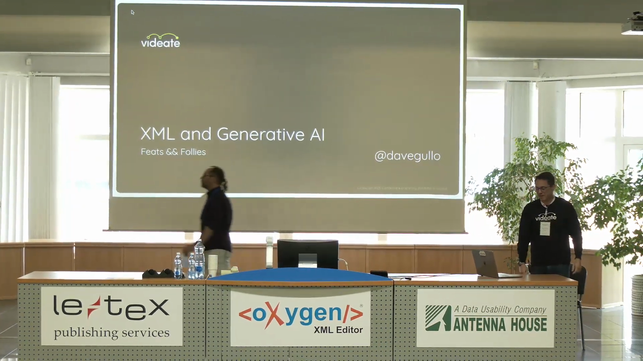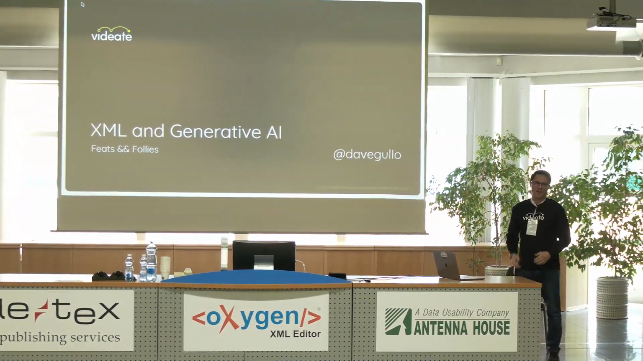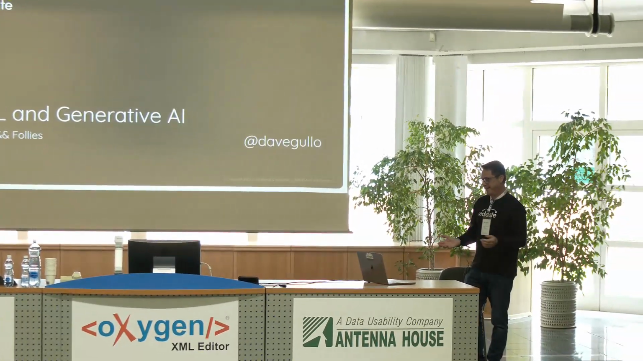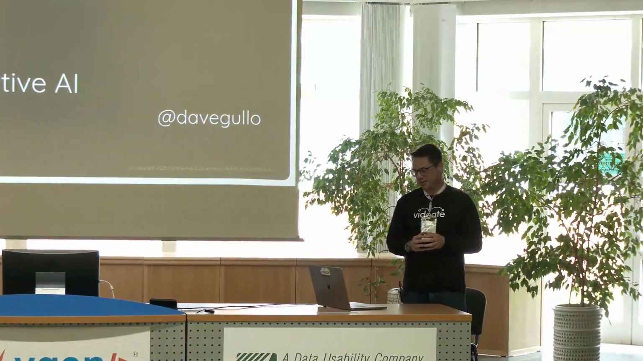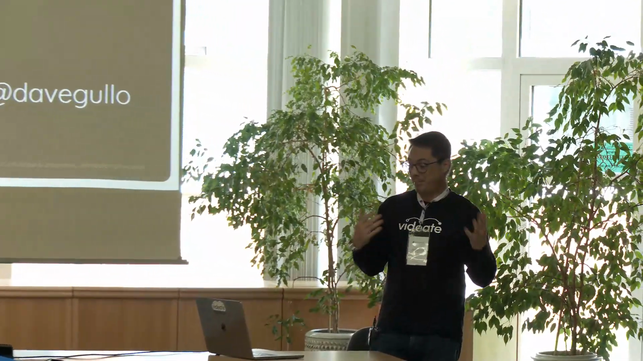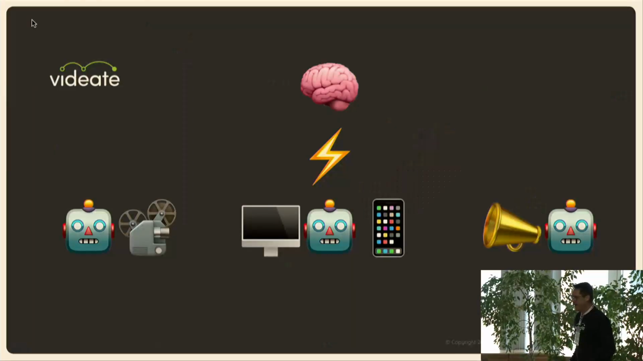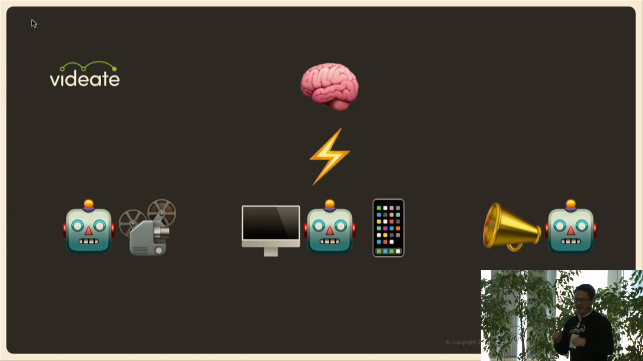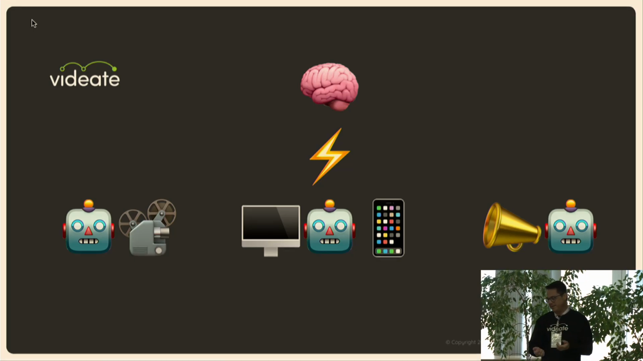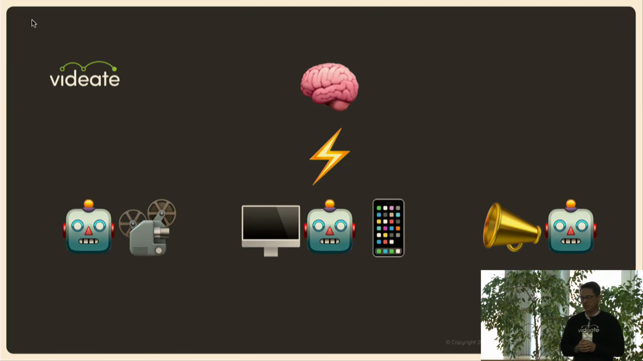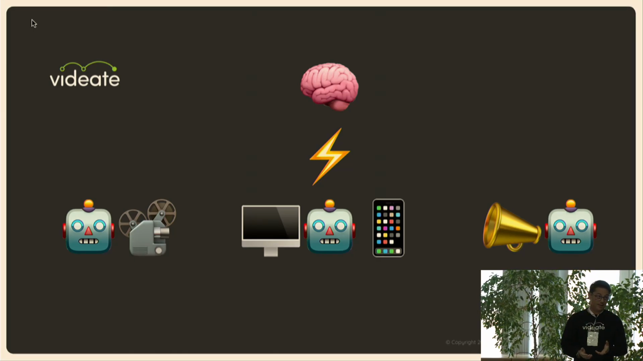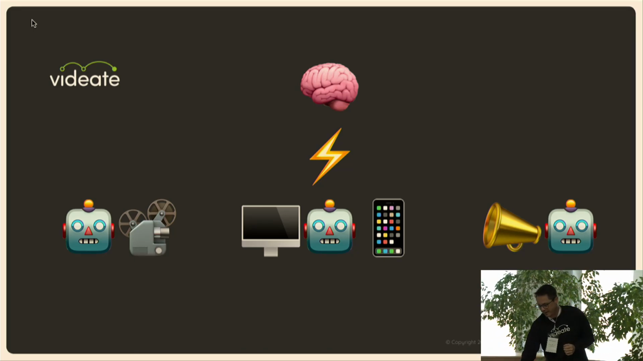Hi, I'm Dave Gullo, and I'm the founder and inventor of Videate. And we use AI and automation to make software videos that pass the Turing test. Specifically, we use AI and automation to fully interact with applications and devices, and we make compelling videos that don't require any video editing skills or post-production.